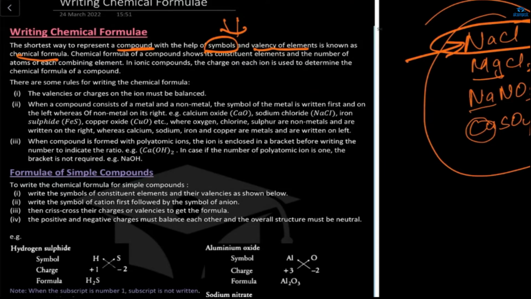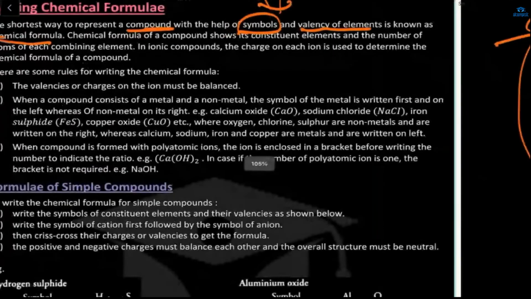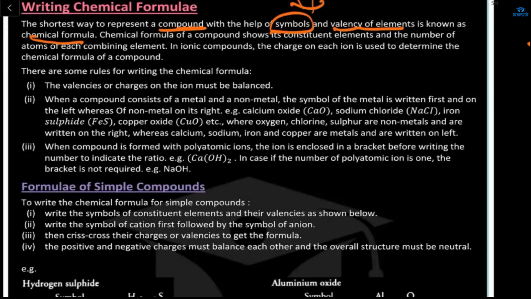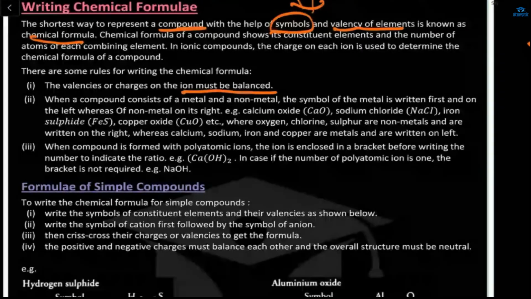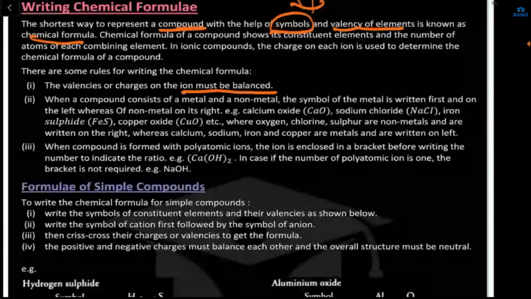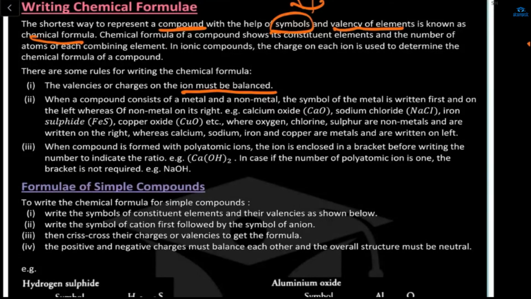So in an ionic compound, the charge on each ion is used to determine the chemical formula. Now see, the valencies or charge on the ions must be balanced. Your valencies must be balanced. Next, when a compound consists of a metal and a non-metal, the symbol of the metal is written first, on the left, whereas the non-metal is on the right.